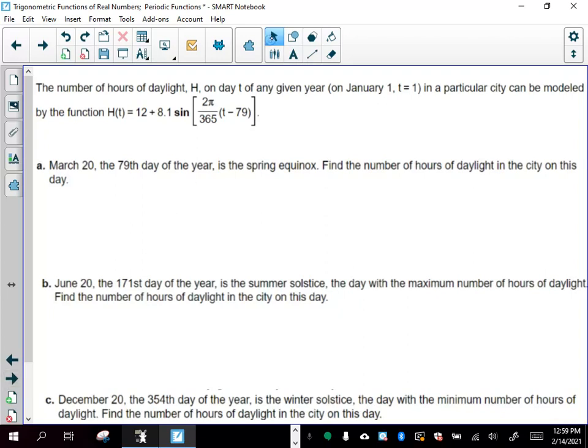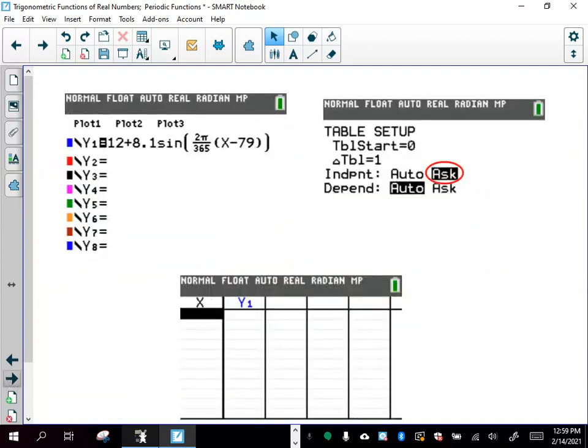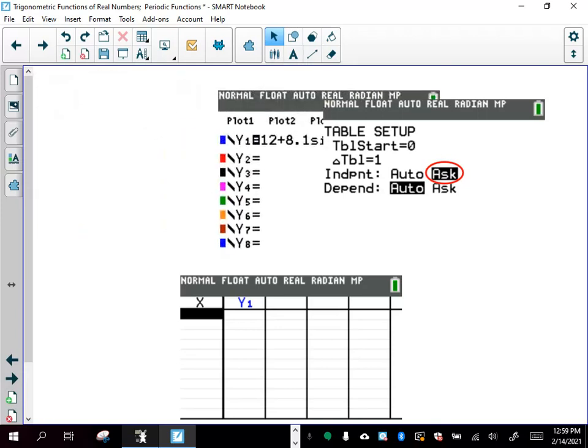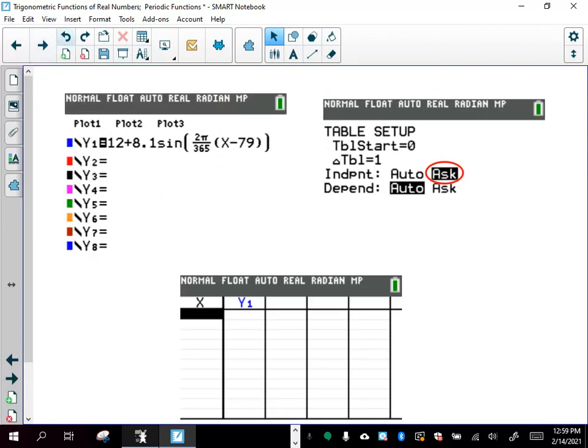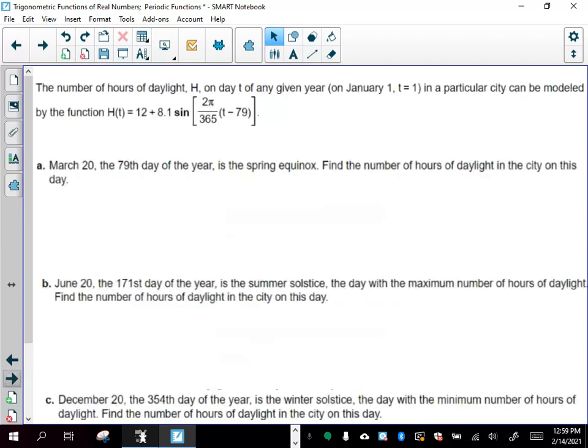So what you're going to do is plug in your formula. Here's the easiest way to do that. You plug in your formula into your Y1, and then you go to your table and make sure it's set to ask, because that's the most important. So you'll generate this problem. And then you're going to answer each one of the questions.